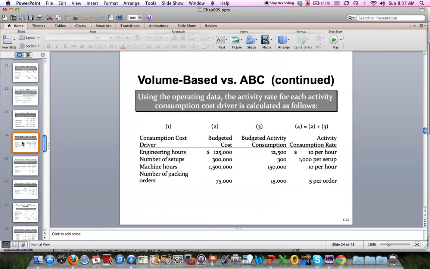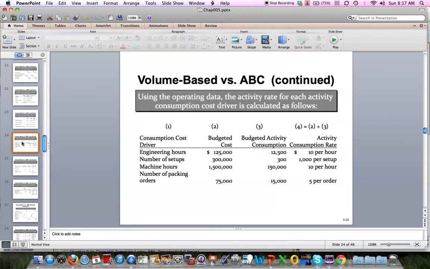Okay. This screen, and I should be telling you that a lot of this data is on page 140 and a little bit more in 141. So 140 and 141 is where you'll want to look. And you can see here that volume-based versus ABC again. And now we're looking at the consumption cost drivers, the engineering hours, the setups, the machine hours, and the packing orders. We're looking at the budgeted cost for each of the activities. And then we're looking at the budgeted activity consumption of each to get an activity consumption rate.